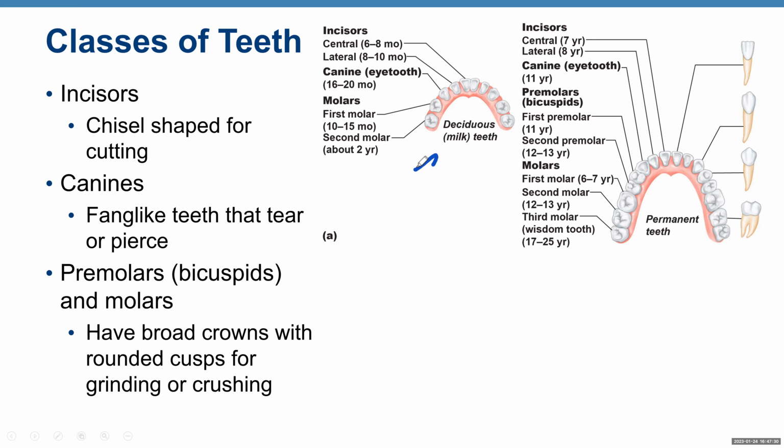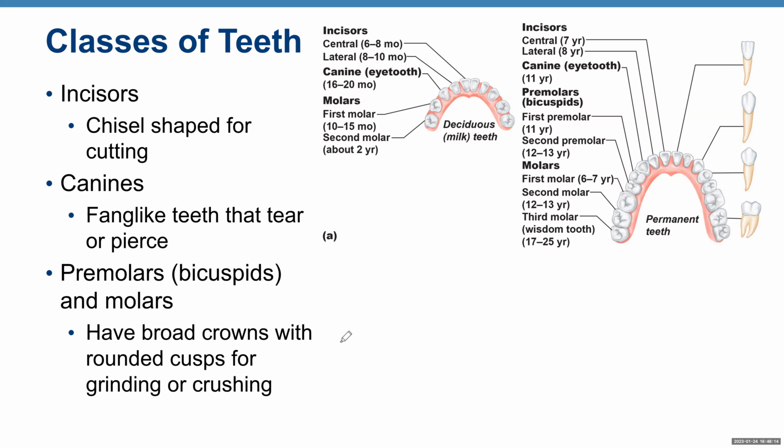Here are the deciduous teeth, or milk teeth, what we call them. We have incisors, then canines and molars. And when we get older, we have permanent teeth. So again, incisors, canines, premolars, and molars. And you can see they look different. They have different structures because they have slightly different functions, some for tearing, some for chewing, some for cutting.